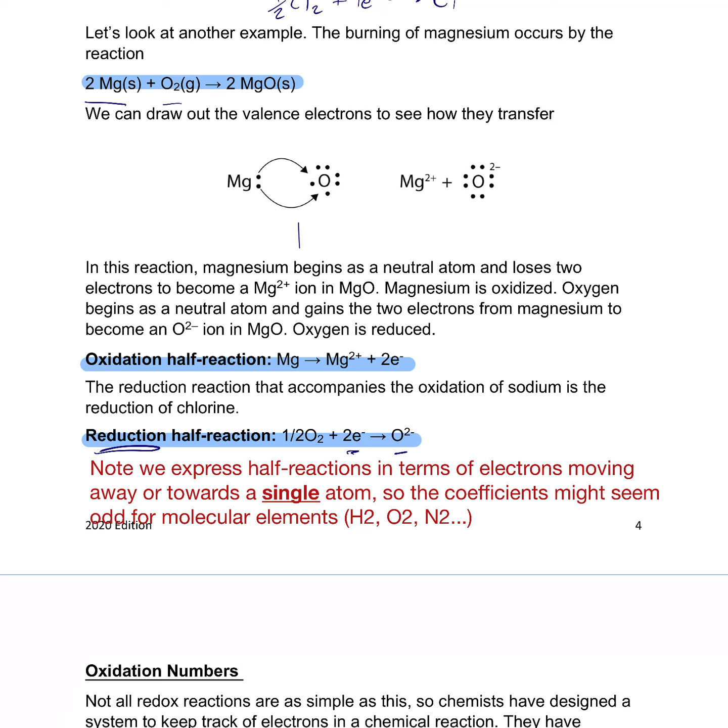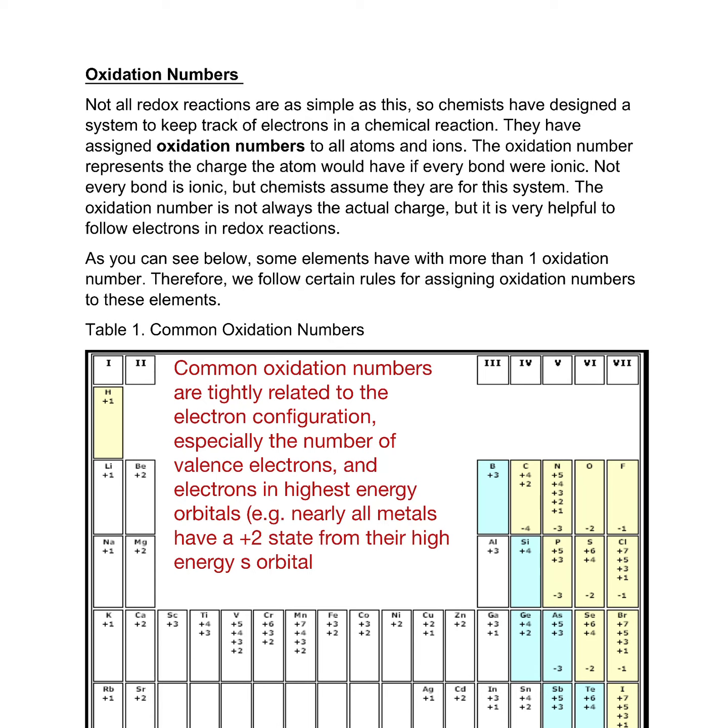Okay, so oxidation numbers. Not all redox reactions are as simple as this. So chemists have designed a system to keep track of the electrons in a chemical reaction. They have assigned oxidation numbers to all atoms and ions. The oxidation number represents the charge the atom would have if every bond were ionic. This is important because this is only if every bond was ionic.